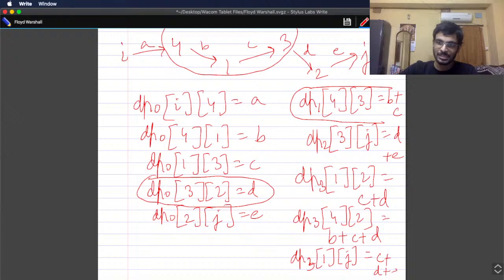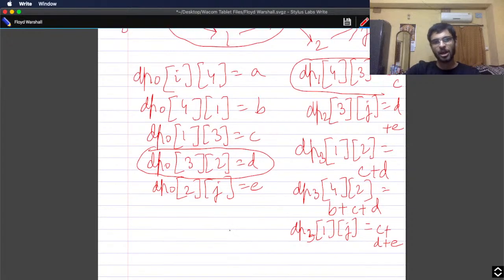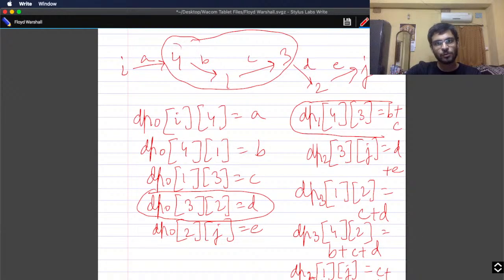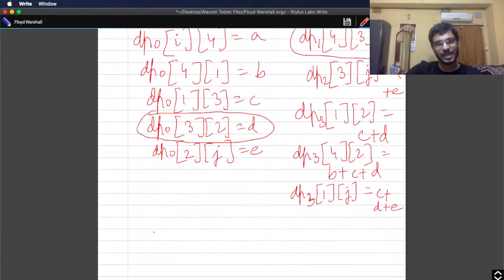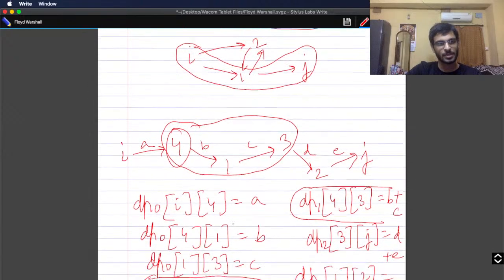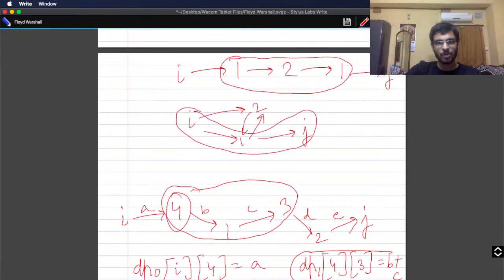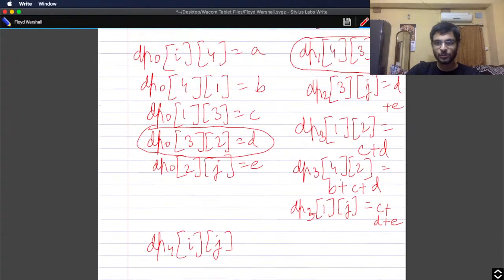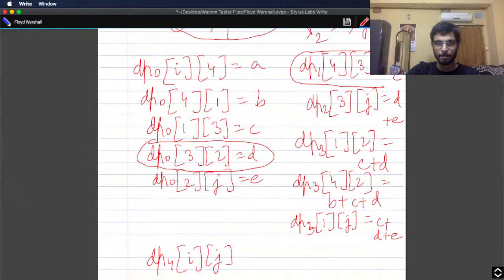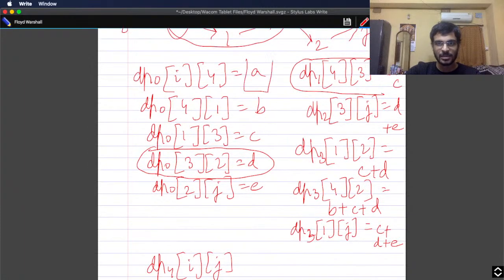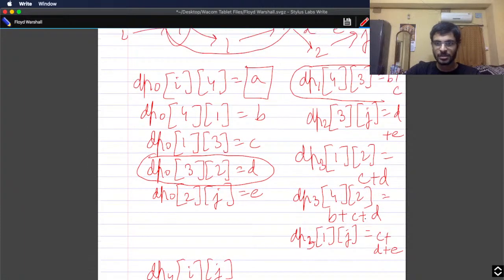So we are having these as the possibilities. Now we can say that if we include this fourth vertex as a possibility, so what do we get? dp4 i to j, can we get from here? From i to j we can say we can now use which vertex? We can use 4. We can go from i to 4 and we can go from 4 to j. So i to 4 is A, and 4 to j, what do we have?